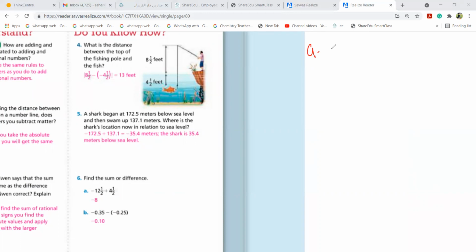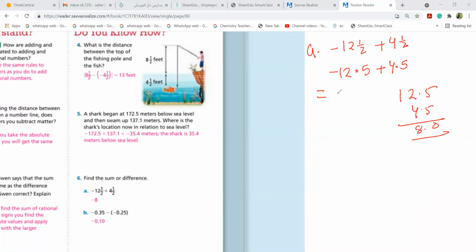Now, A: minus 12.5 plus 4.5. Again, I told you for half, just be careful and write it out. Okay? Rital, what should I do here? Okay, let me minus it. So what do you get? 8.0, okay. And how about the sign? Why negative 8? All right, very good. Number B.